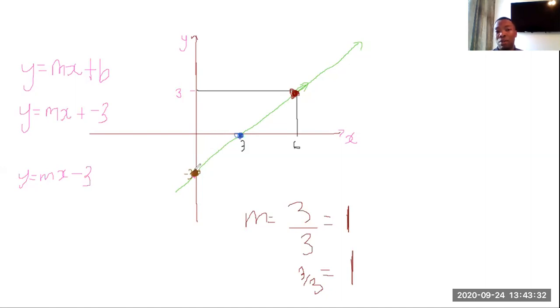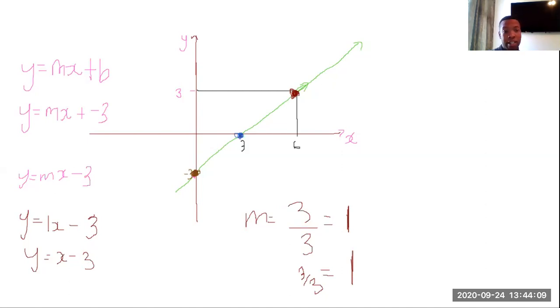I could have just done from brown to blue, which I would have seen that it was 1. So I have to go up 3 and over 3 to get from brown to blue. In order to get from blue to red, I have to go up 3 and over 3. So then I'm going to put 1 in as my slope. So y is equal to 1x minus 3. Or I could just write y equals x minus 3.